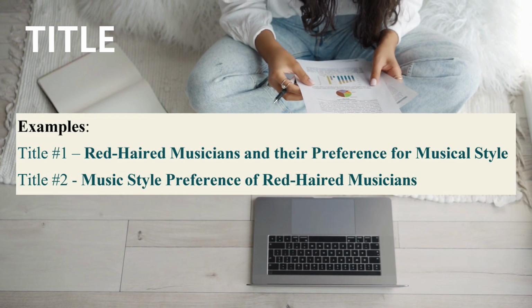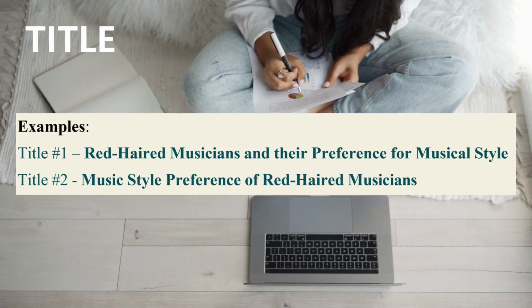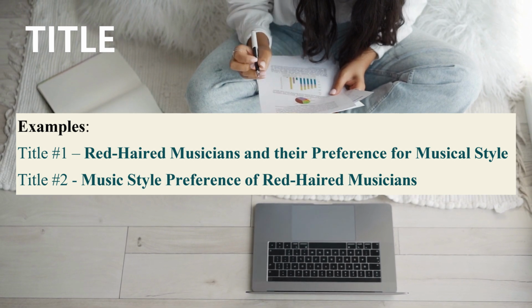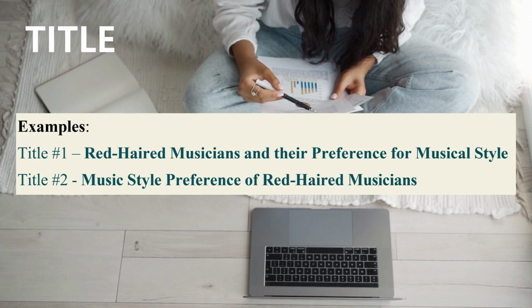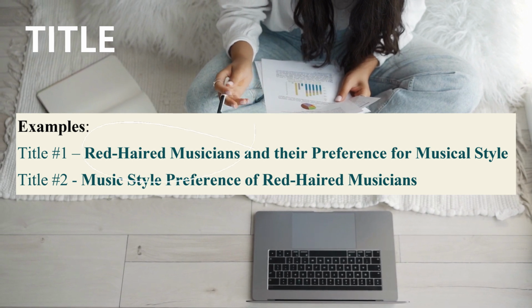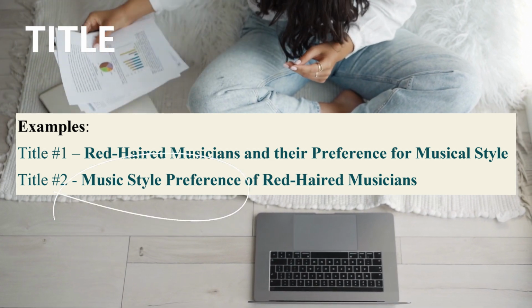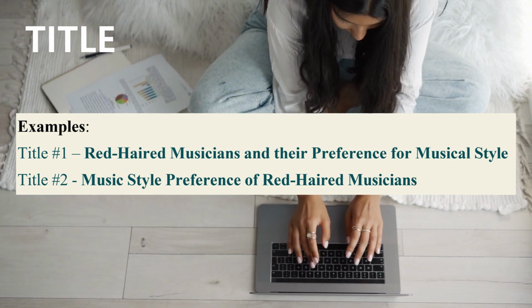Here's a really good example that I like to use. Look at these 2 titles, right? Title number 1, red-haired musicians and their preference for music style. Title number 2 says music style preference of red-haired musicians. The project with title number 1 appears to be focused on red-haired musicians. The project with title number 2 appears to be mainly focused on musical style preferences. See the difference? All right.